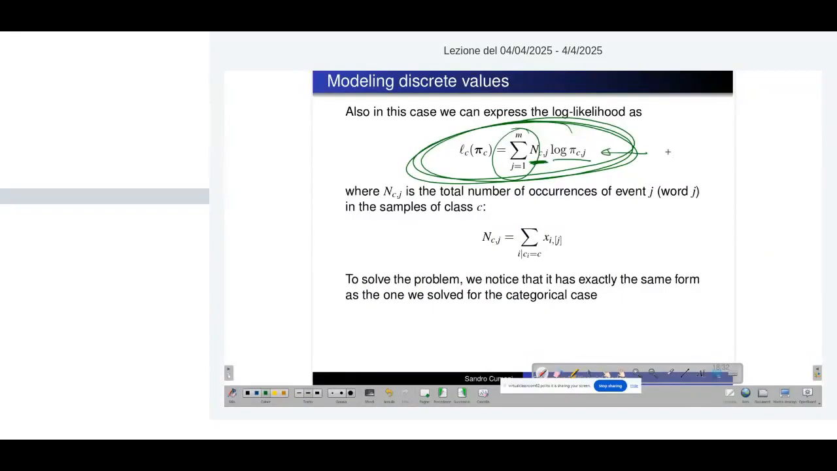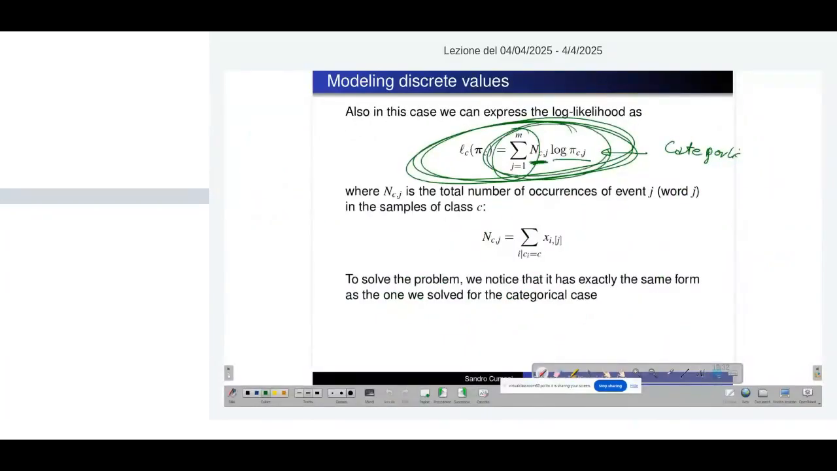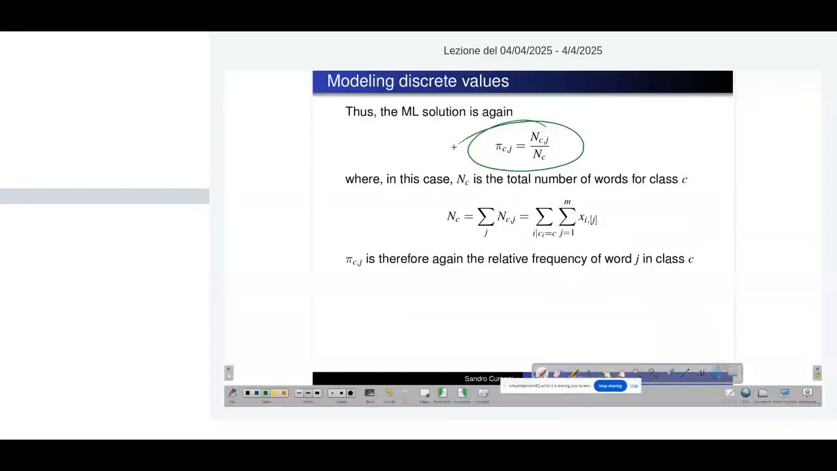This is exactly the same likelihood as the categorical model. Exactly in which sense? It's the same likelihood up to some constant, but we know that the constant, which corresponds to the multinomial coefficient, is irrelevant for the maximization. The function that we maximize is the same as the one we were optimizing before when we introduced the categorical model. So the solution we already know, also in this case, for the probability of observing a single word in a class, is the frequency of that word in the class.